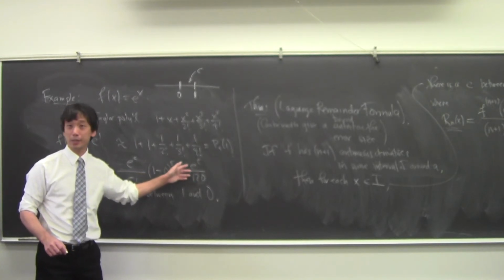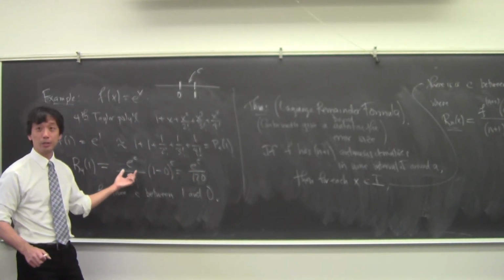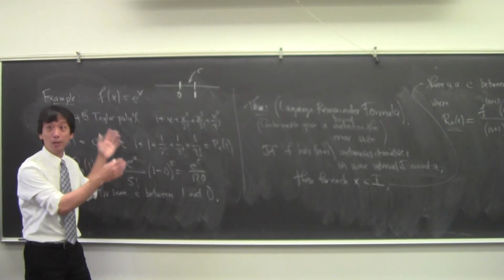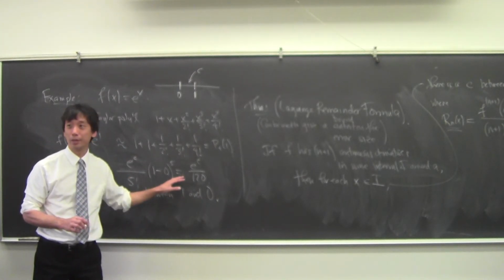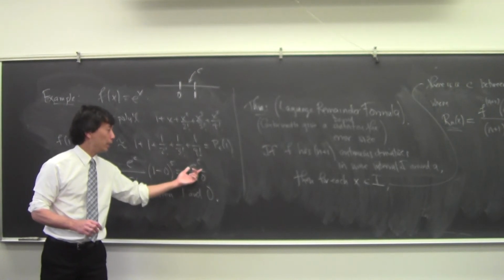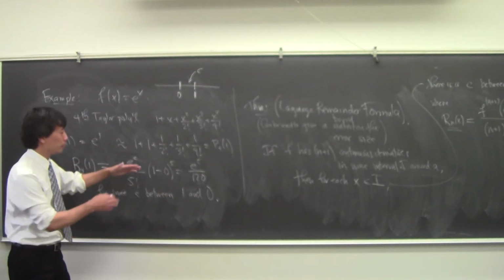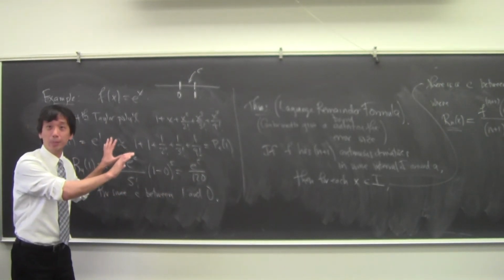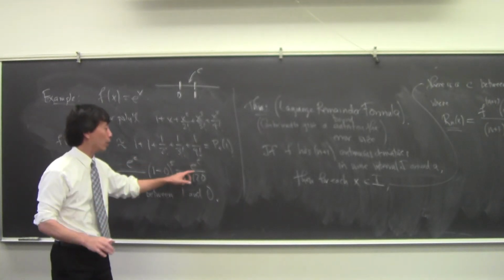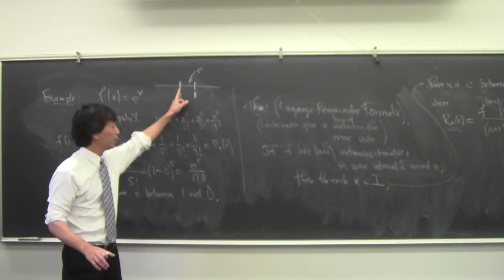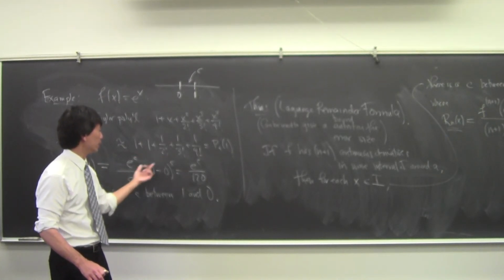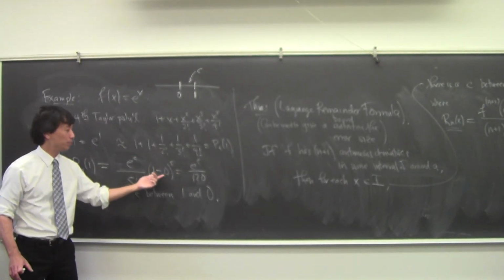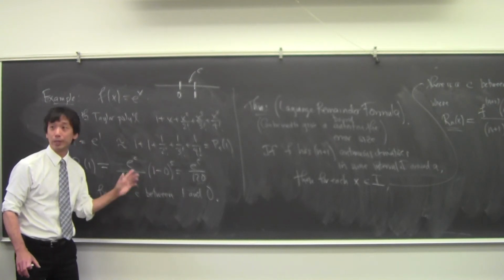So this gives us a way to control, some knowledge about how wrong we are. That's the statement of the theorem. You know exactly how wrong you are: there's some point in between 0 and 1 where the error is e to that point times x minus a to the 5th over 5 factorial.